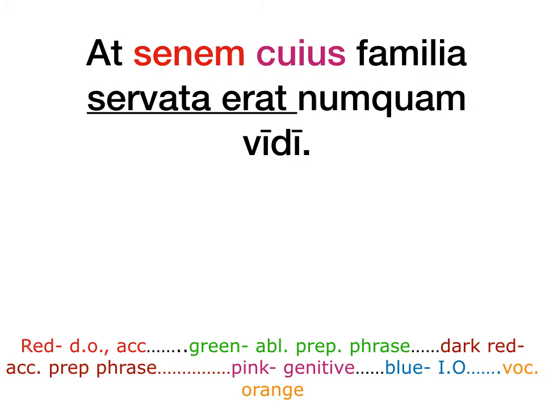Servata has the same ending as familia. So it can be agreeing with familia. So it's like the familia had been servata or whatever. We'll get into that. And then I see numquam vidi. So numquam vidi. What is vidi? There's something weird about that verb. Is that video, videre? Is that just first singular perfect? So like I have verbed?